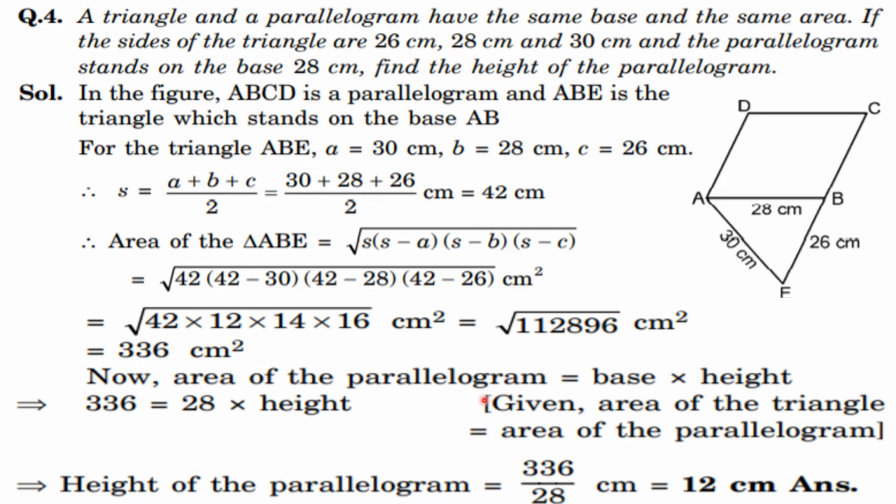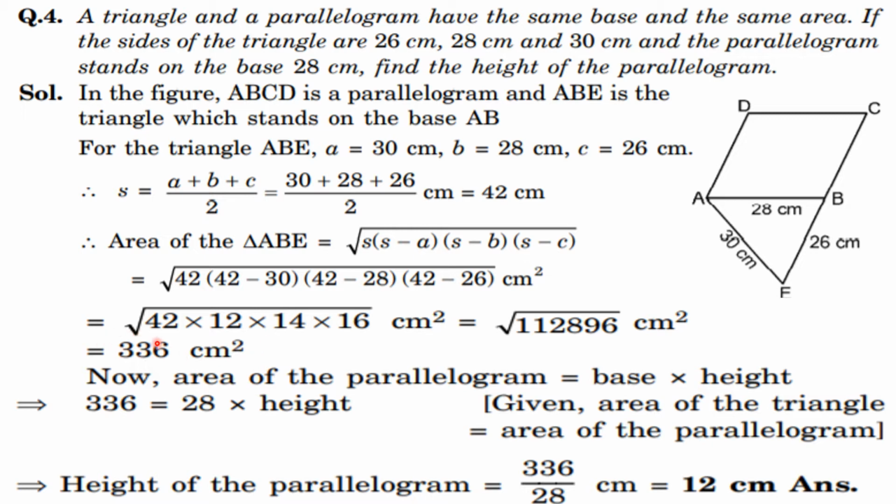Now area of the parallelogram is equal to base into height. Do you remember this formula, my children? Area of a parallelogram, yes, base into height. This implies 336 is equal to 28, base of the parallelogram is 28, into height. We don't know height of the parallelogram because area of the triangle is equal to area of the parallelogram. We are equating the two quantities.